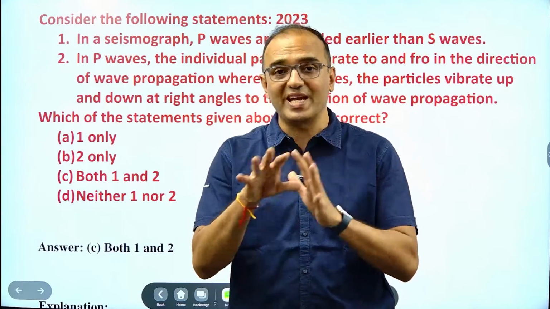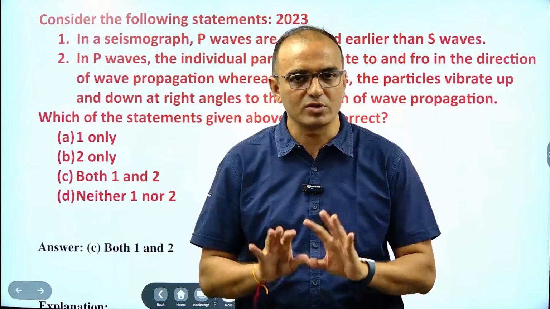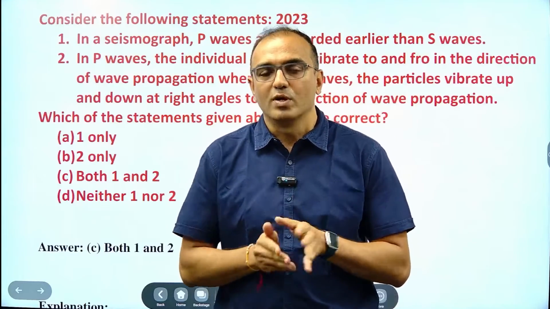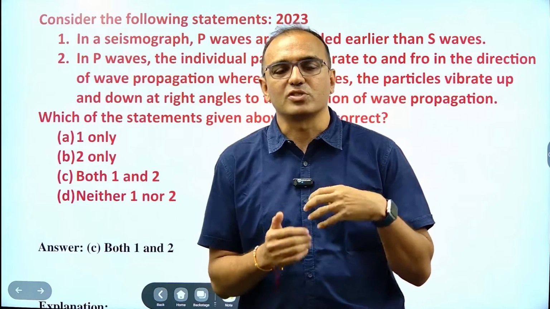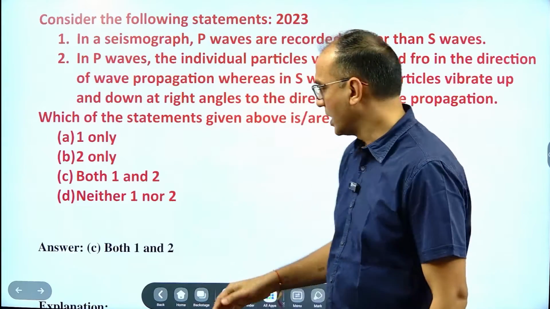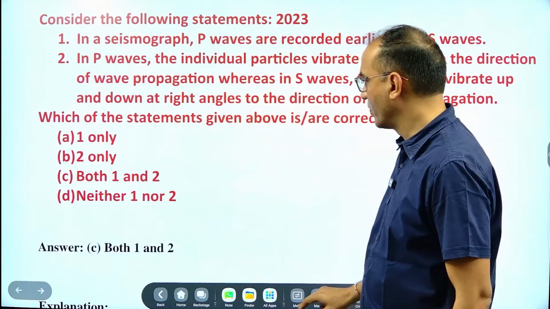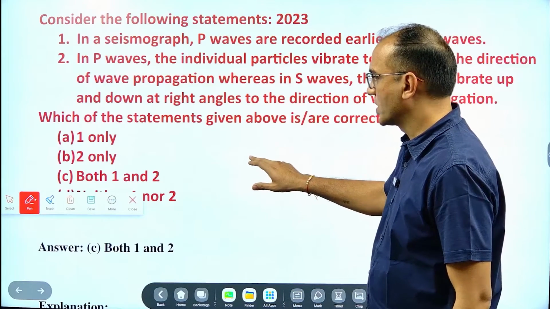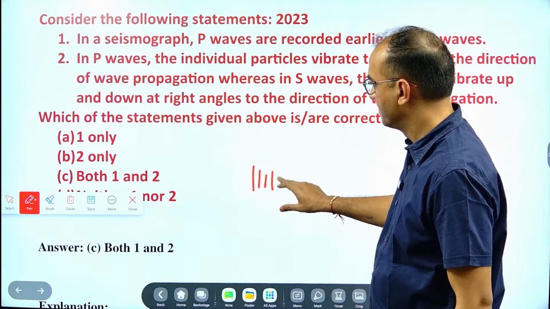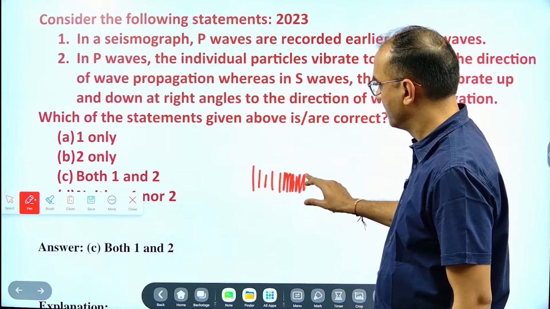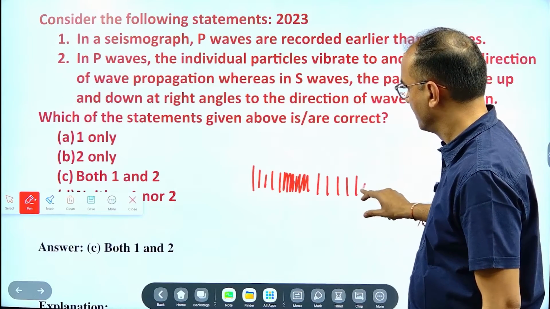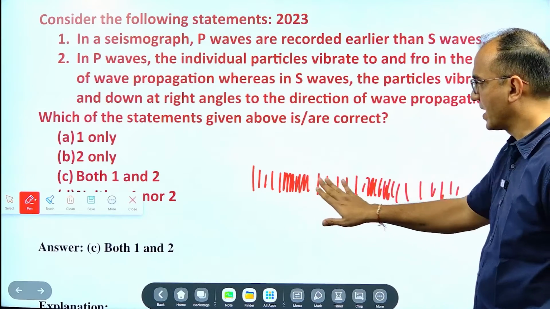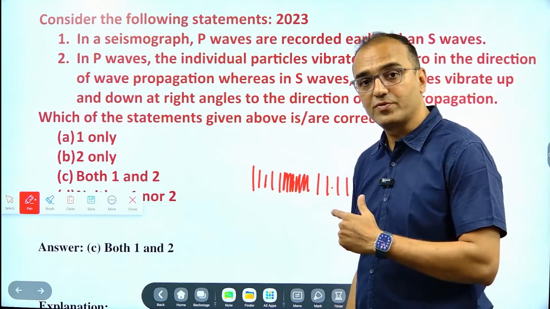Right? Both P and S are body waves. They are not surface waves. Seismic waves ही है, लेकिन body waves है. Now, P waves are like sound waves. I hope you know how a sound wave looks, right? Compression and rarefaction. So sound waves are like this. Compression and rarefaction. This is a P wave, right?